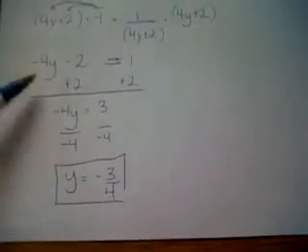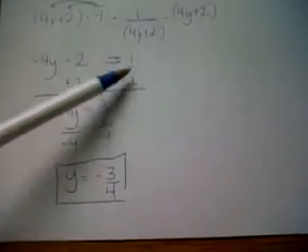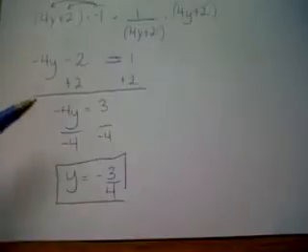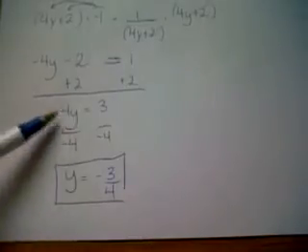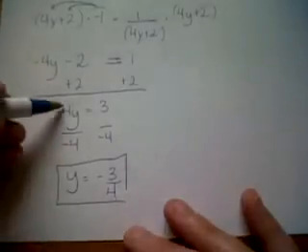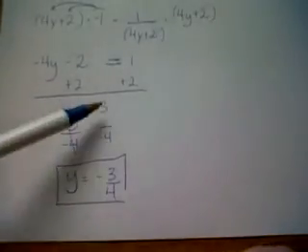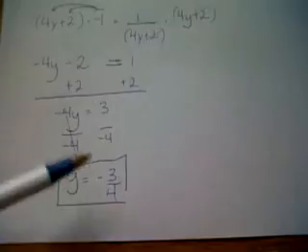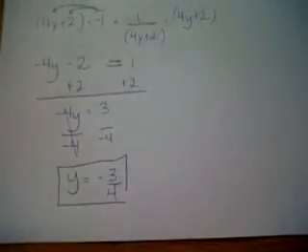I add 2 to both sides, so I'm left with negative 4y equals 3, because 1 plus 2 is 3. My goal is to get y by itself, so I divide both sides by a negative 4. These cancel out, and I'm left with y on the left-hand side, and 3 divided by a negative 4 is the same thing as saying a negative 3/4.